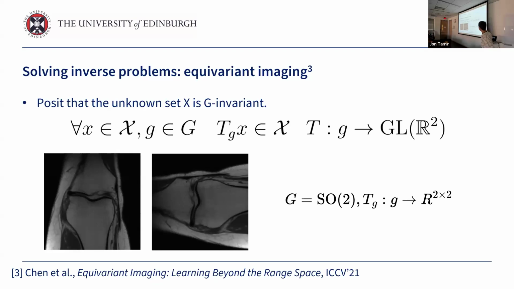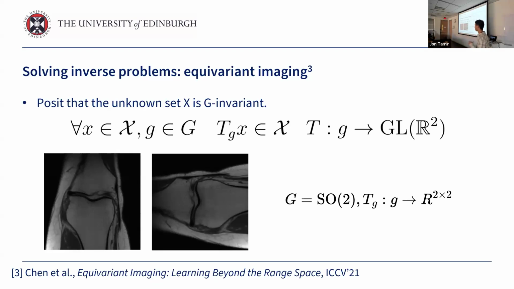So what we are doing in equivariant imaging, which was proposed a few years ago now, is we impose a belief that the unknown set of all images that we're trying to image is invariant to some kind of transformation. On the left, there's an image of a knee, for example, and we believe that when we rotate the knee, that's also a knee, and that's biologically plausible. But we never see these during training. It's very similar to data augmentation, but we don't see these during training.